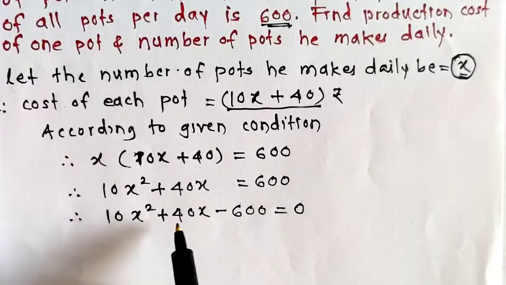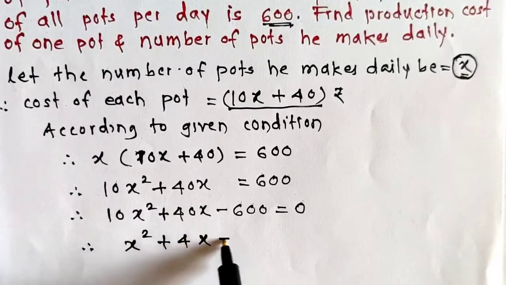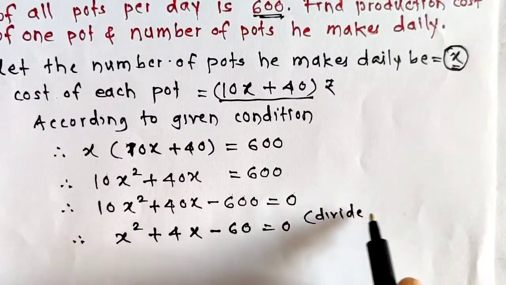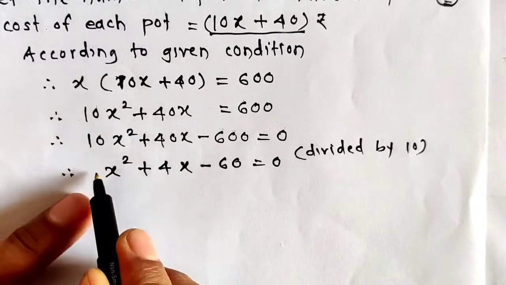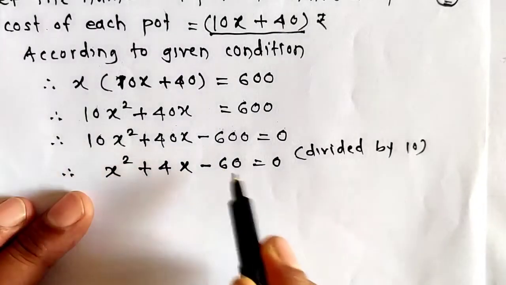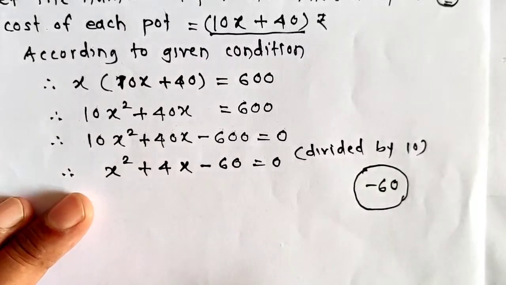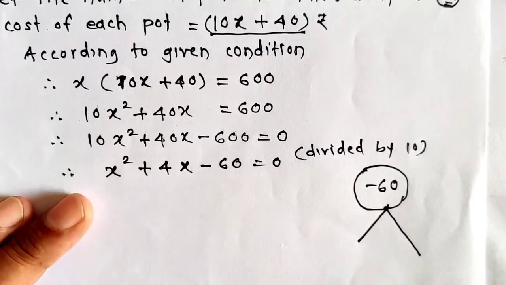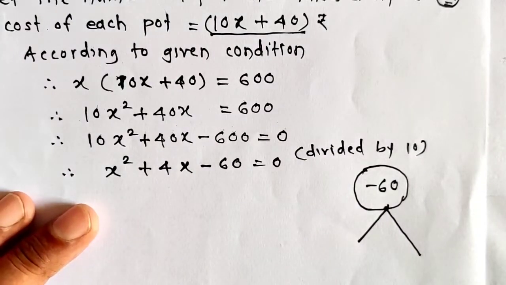Can we divide by 10? Divided by 10 we get x square plus 4x minus 60 is equal to 0, because 10 is common. That's why we divide. Now the coefficient of the first term is 1 multiplied by 60. Our product is minus 60. Now find the two numbers whose product is 60 and their difference is 4. So which are these two numbers? Their product is 60 and their difference is 4. So find these two numbers.